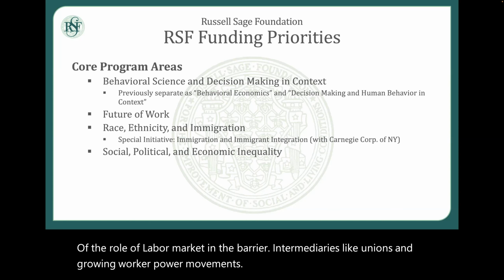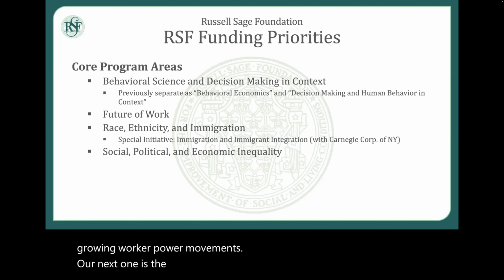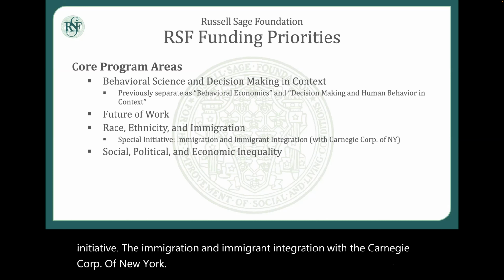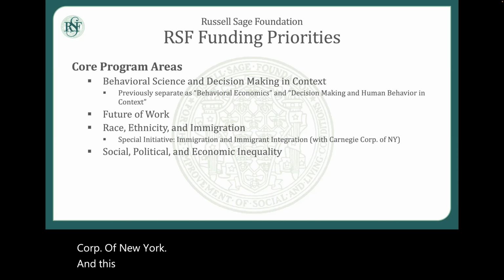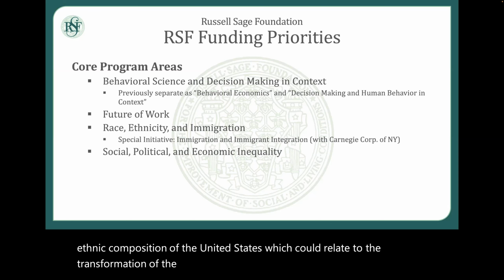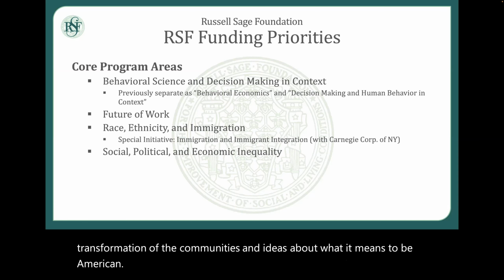Our next one is race, ethnicity, and immigration, which has a special initiative, the immigration and immigrant integration initiative with the Carnegie Corporation of New York. This area focuses primarily on the effects of the changing racial and ethnic composition in the United States, which could relate to the transformation of communities and ideas about what it means to be American in today's modern era.